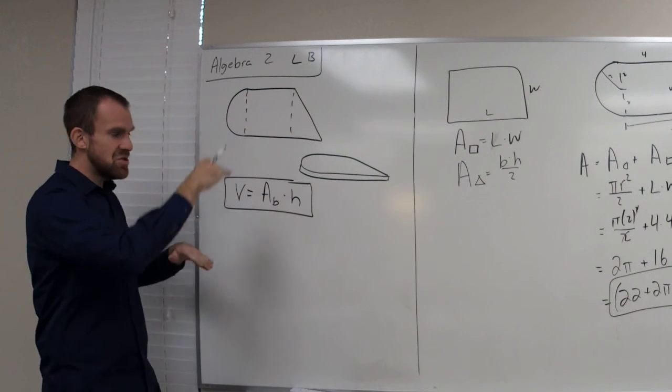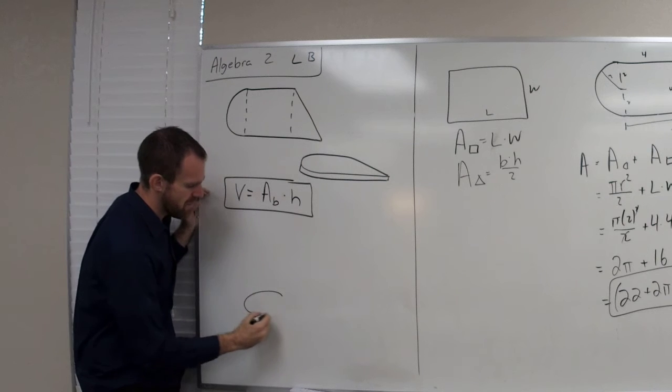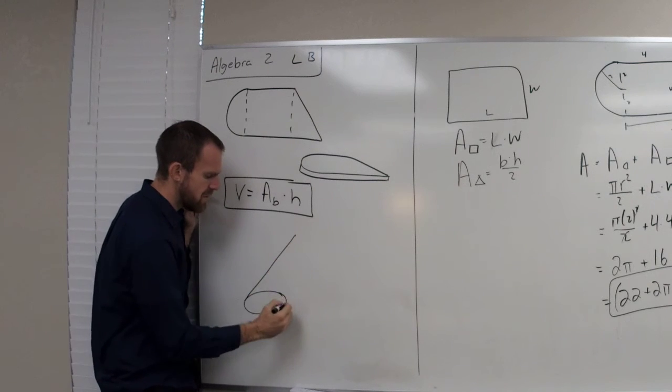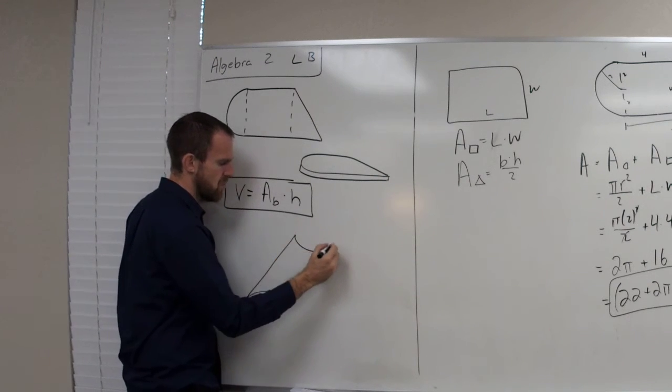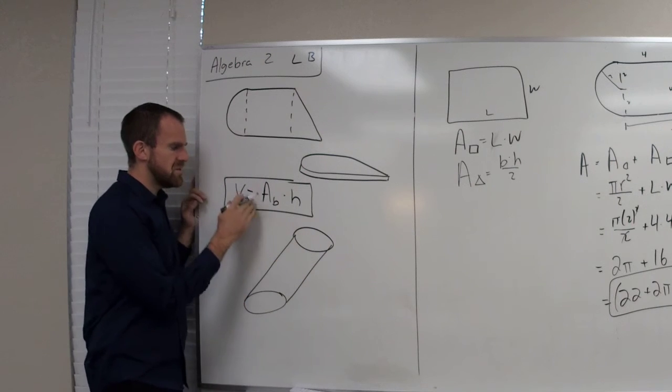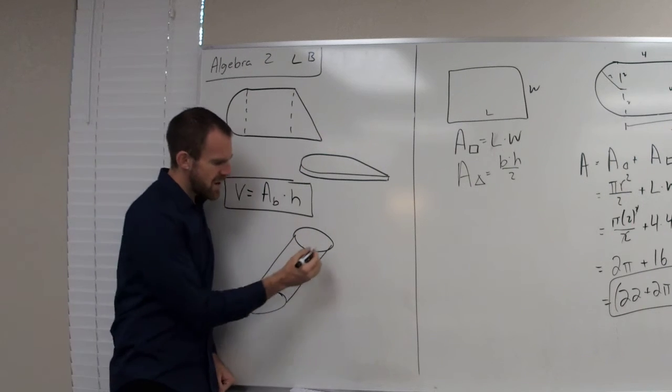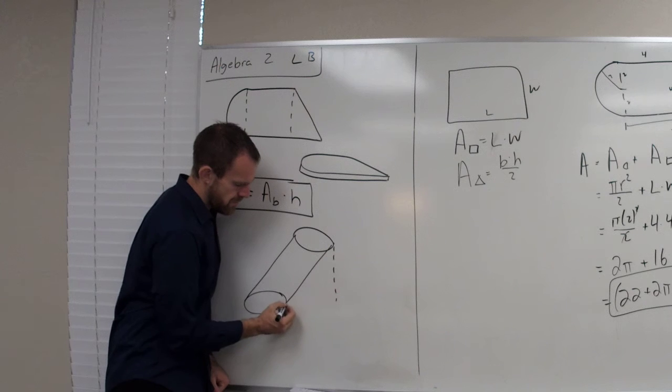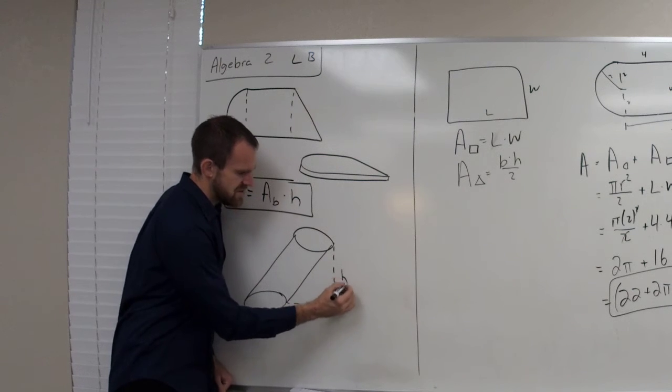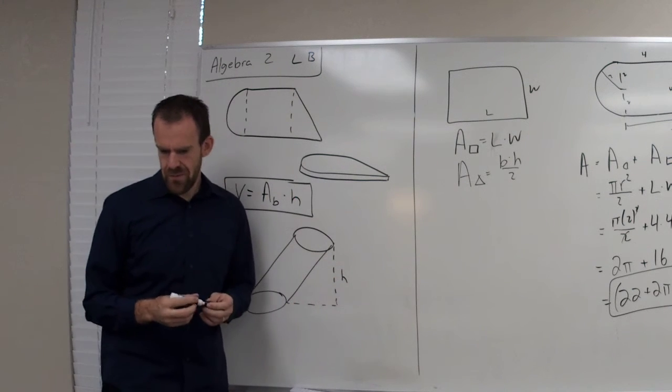Anytime it's like a shifted shape, so maybe you have a circle and then it goes this way, but it's still the same shape all the way through, the equation is still area of the base times height, but this is the height. Really important.